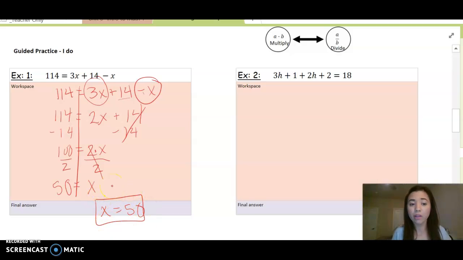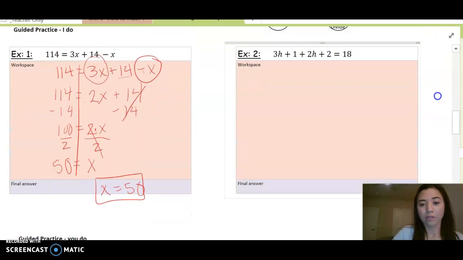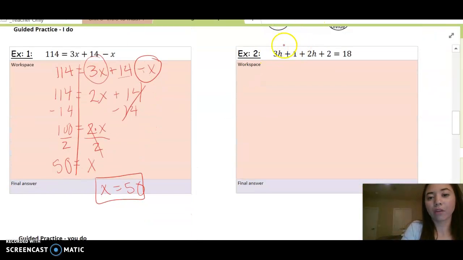So again, same thing that we did last week or the day prior to this, whenever you're doing this lesson. We're just adding one extra step of combining like terms, of simplifying one side. I'm going to go ahead and do one more, and then I'm going to have you try the next 2 on your own. So again, I'm going to rewrite this.